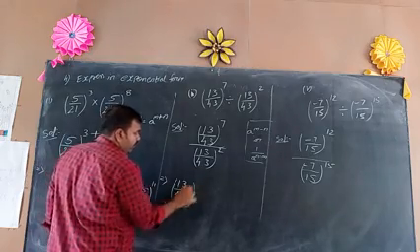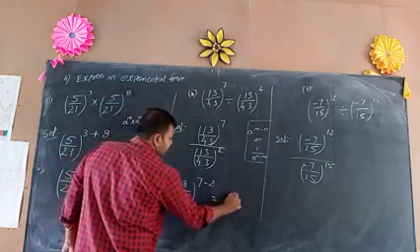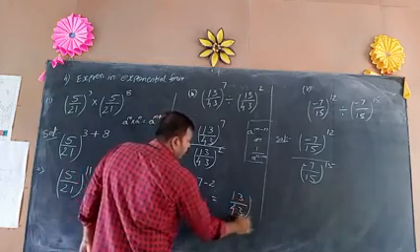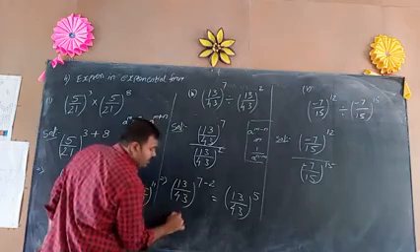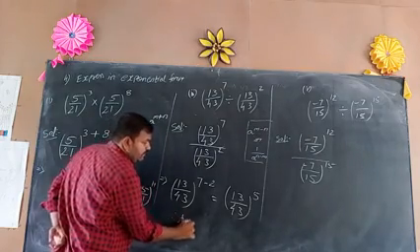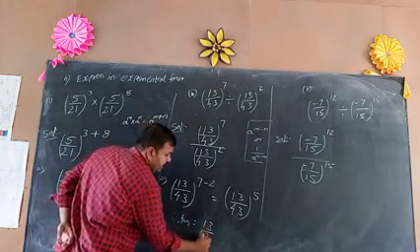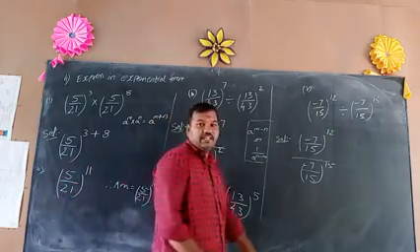43 whole to the power of 7 minus 2, that is 13 by 43 whole to the power of 5. Therefore, the answer is 13 by 43 whole to the power of 5. Here is our next sum, this one.